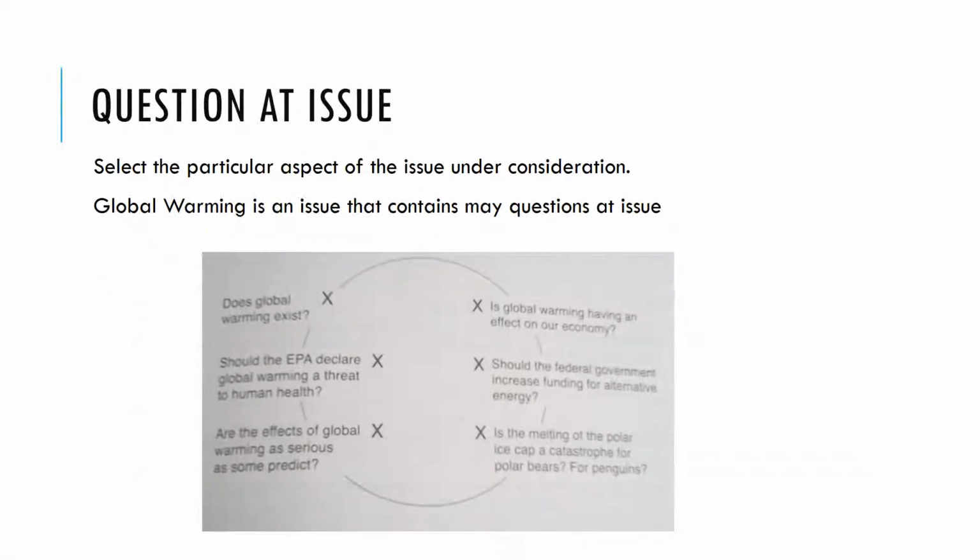Once you choose your topic, you need to choose the question at issue. This is the example from your book on global warming. You have to select the particular aspect of the issue under consideration. Global warming is an issue that contains many questions at issue. For example, does global warming exist? Should the EPA declare global warming a threat to human health? And so on. Once you've chosen the question, then you can start thinking about your thesis.